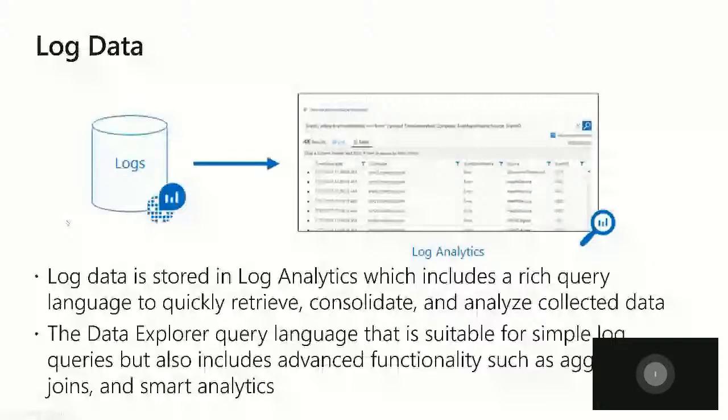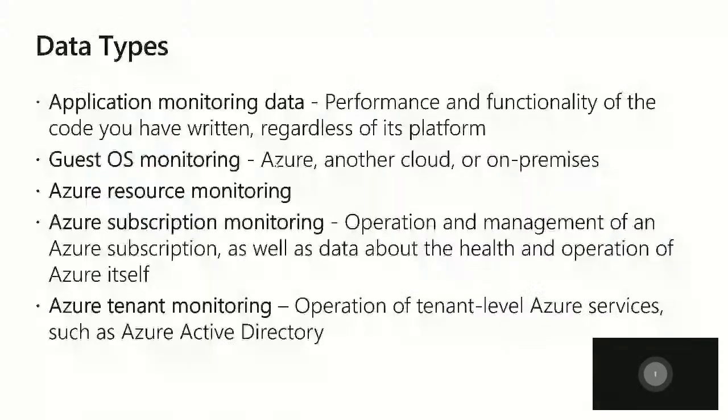Now, the data types. You have many types of data. First, the application monitoring data. So you monitor the performance and functionality of the code you have written. For example, I'm thinking about some Node.js application or Python, etc. Or any other application, you can use application monitoring to monitor that.